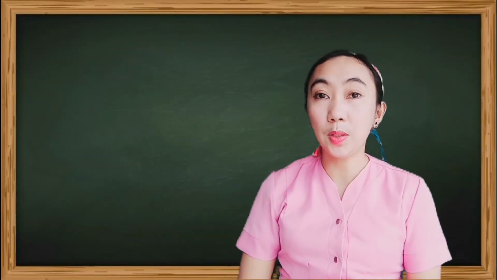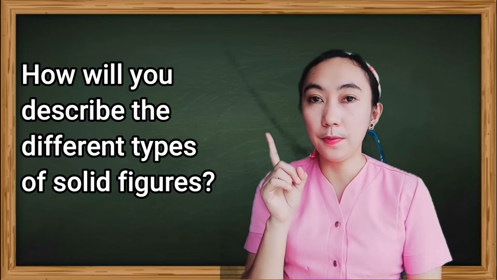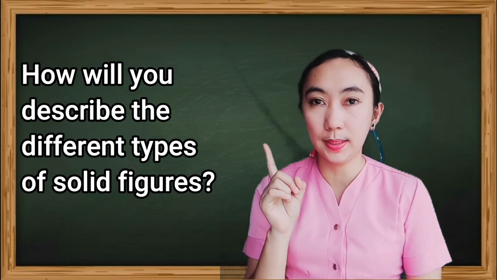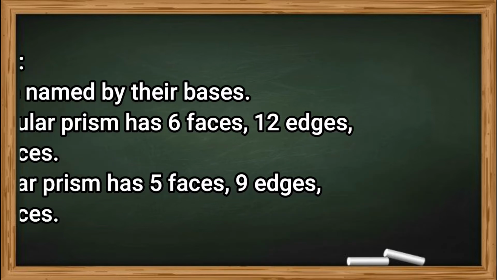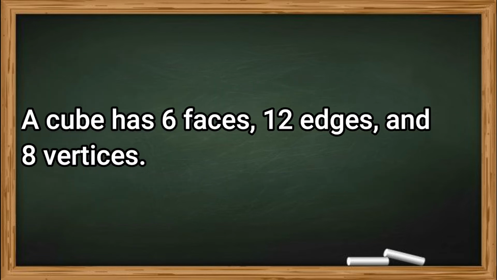To summarize what we have learned for today, how will you describe the different types of solid figures? Prisms are named by their bases. Rectangular prism has 6 faces, 12 edges, and 8 vertices. Triangular prism has 5 faces, 9 edges, and 6 vertices. A cube has 6 faces, 12 edges, and 8 vertices.